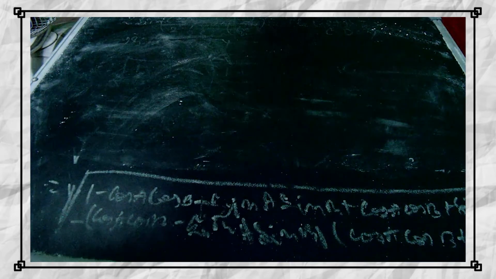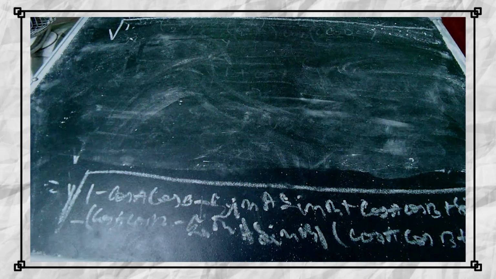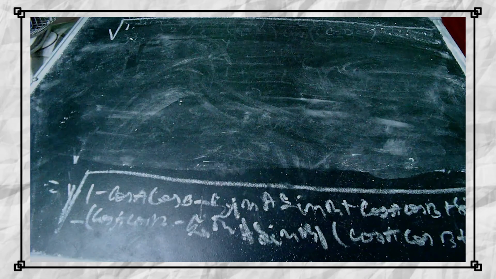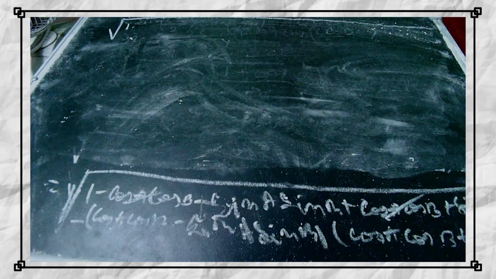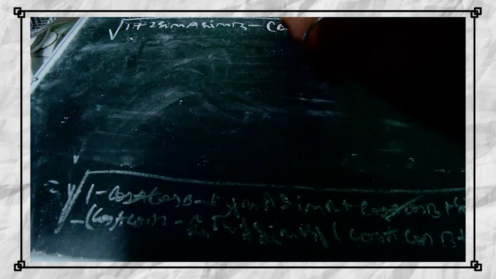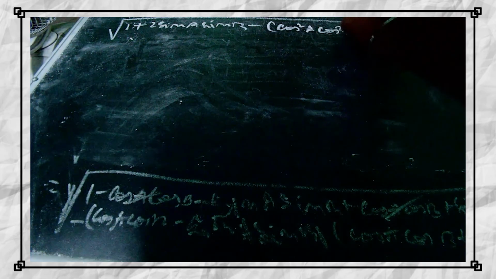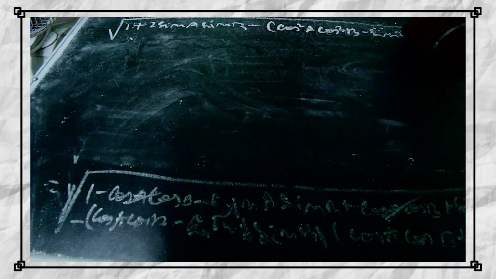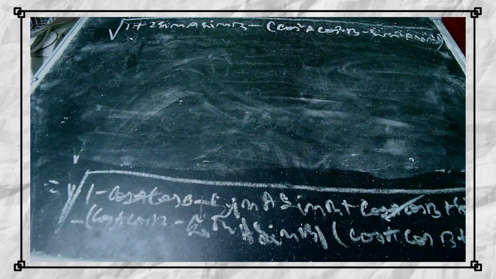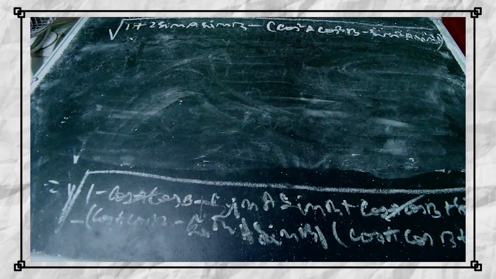So further we'll get root under 1 minus cos A cos B plus sine A sine B plus cos A cos B. So minus cos A cos B and plus cos A cos B get cancelled. So we are left with 1 plus 2 sin A sin B, and then minus cos square A into cos square B minus sin square A into sin square B. Simply applying (A plus B) into (A minus B), that is A square minus B square.